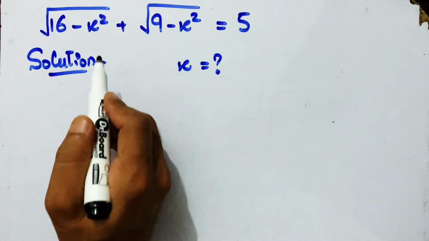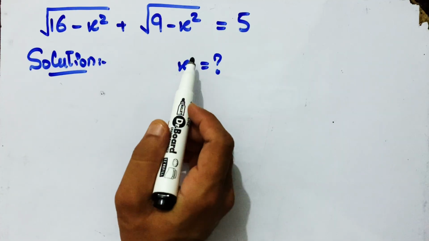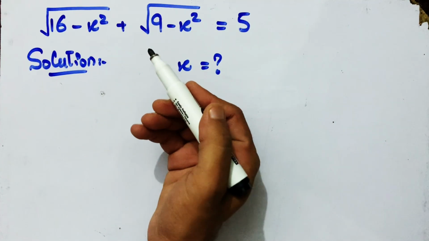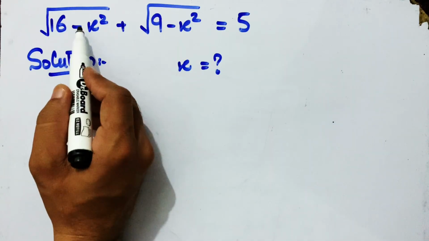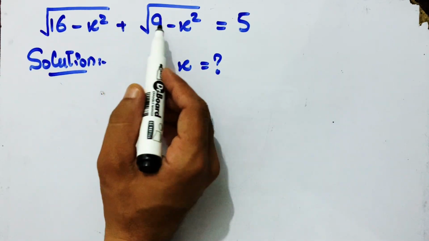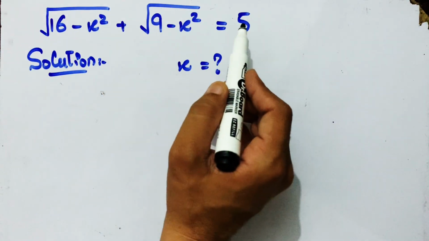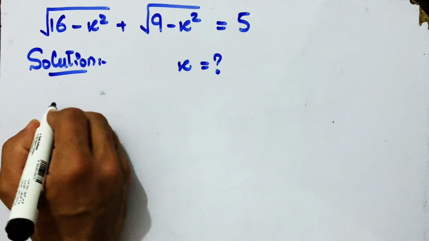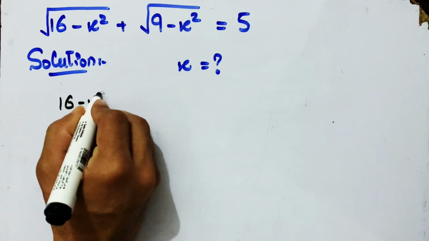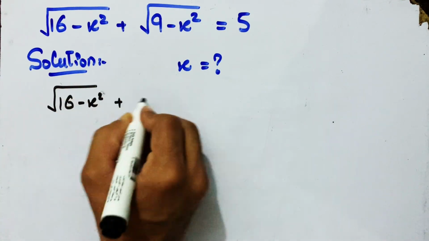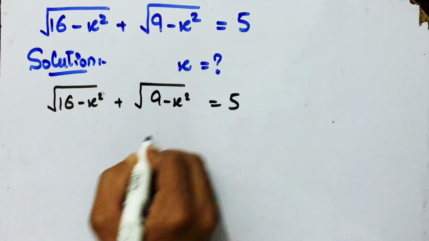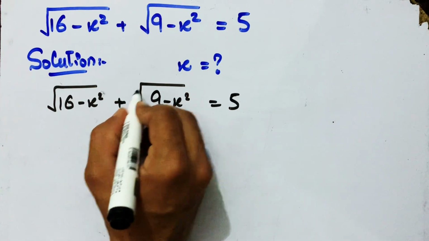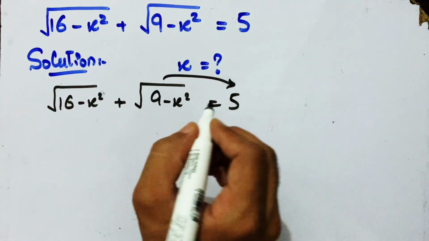So today I'm solving this Math Olympiad problem in a very unique way. Let's find out the solution. Our equation is the square root of 16 minus x square plus the square root of 9 minus x square is equal to 5. As this term is positive, it goes to the opposite side, meaning negative.